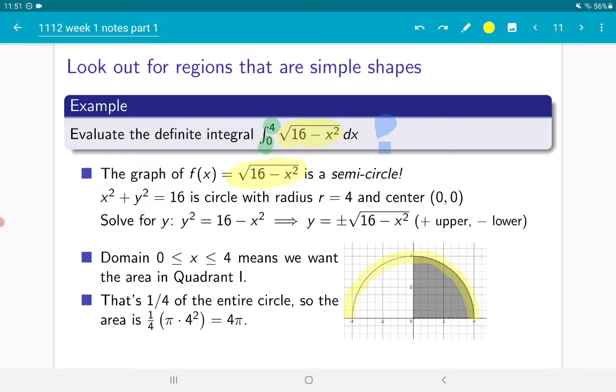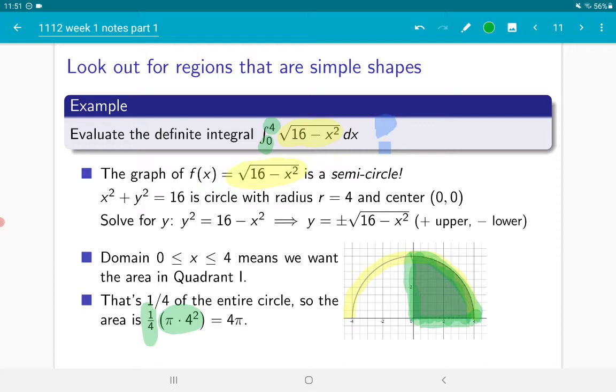The upper and lower limits of 0 to 4 tell us that we're starting at x equals 0 and ending over here at x equals 4. And so this integral is really asking us for this shaded region right there. What is that area? I hope now that you can see that that's just a quarter of a circle. Pi r squared is the area of the entire circle, and I have just a quarter of that, just the top right quadrant. And so I end up with an answer of 4 pi.